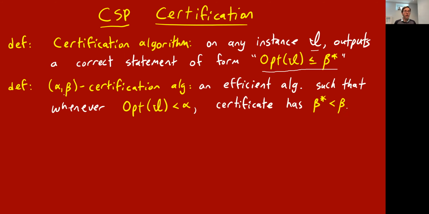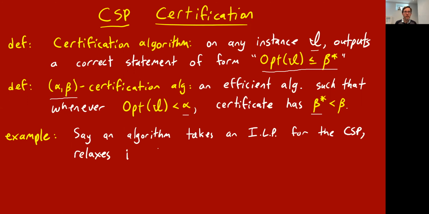And now we can make a similar definition. We say that a CSP certification algorithm is an alpha beta certification algorithm if the following holds. Whenever the optimum value is less than alpha, the certificate that the algorithm is guaranteed to output will be less than beta. Okay, it's always good when the certificate value is smaller.